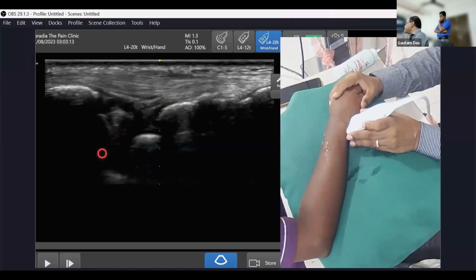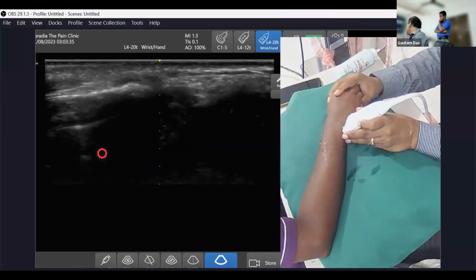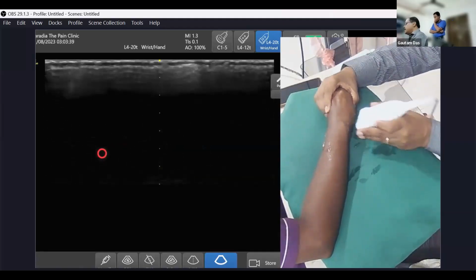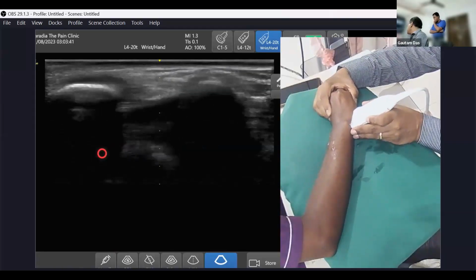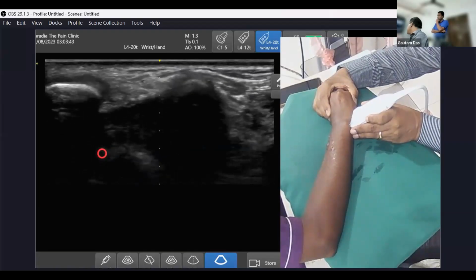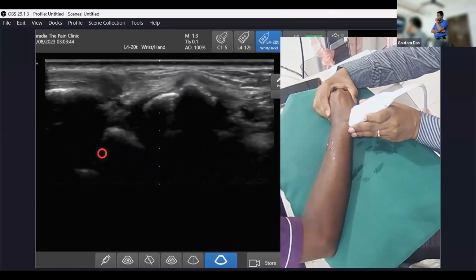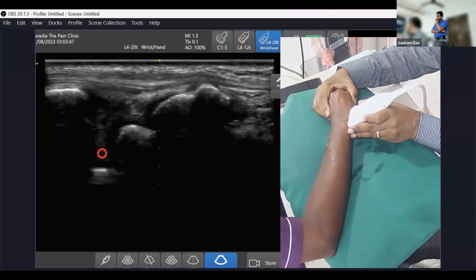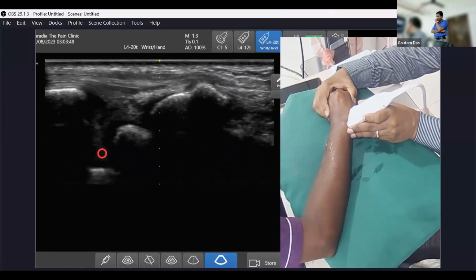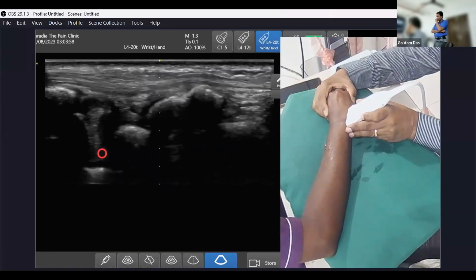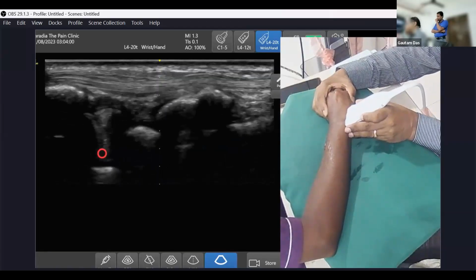Again, see, if you are making a radial deviation, then you can see it even better. Okay, so now see the structures. Again, layer by layer: the tendon sheath of the extensor carpi ulnaris, then your ulnar collateral ligament, then the meniscus homolog, and then the triangular fibrocartilaginous complex.